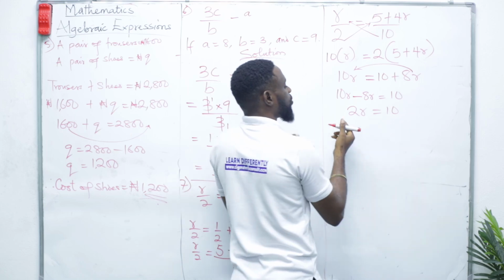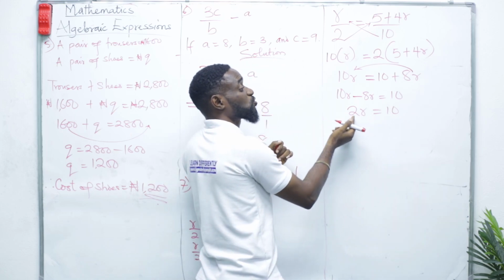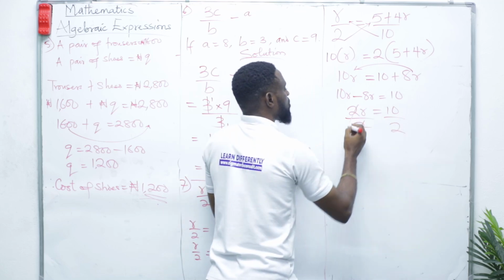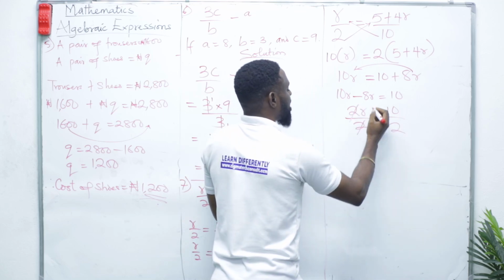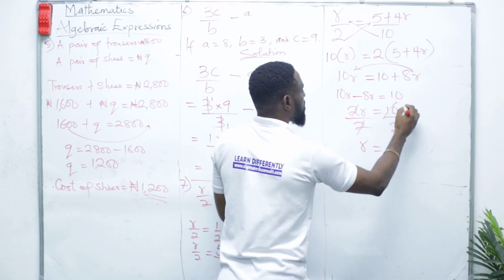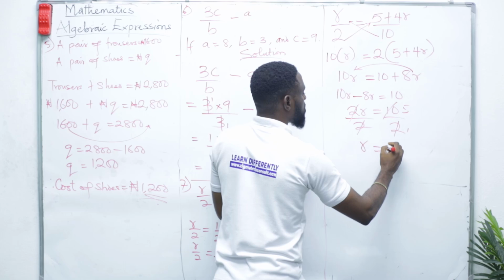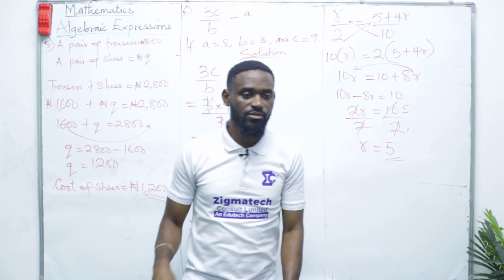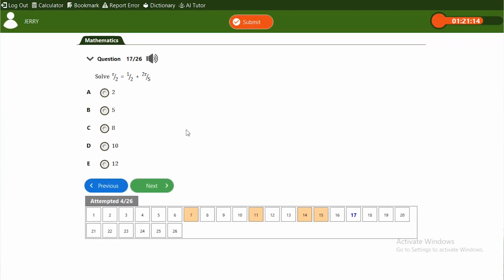So divide both sides by the coefficient of r. The coefficient of r here is 2. So this is over 2 and this is over 2. This divided by this will be 1, 1 times r is r. So r is equal to 2 here is 1, 2 here is 5. 5 divided by 1 is still what? 5. So r is equal to 5. So the option here is option B. That is the correct option.